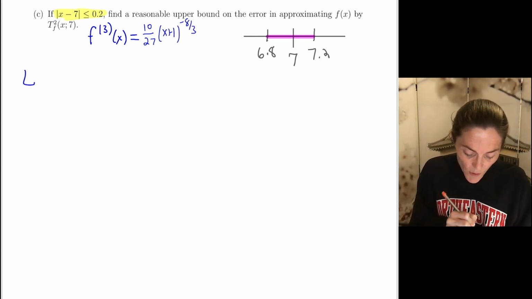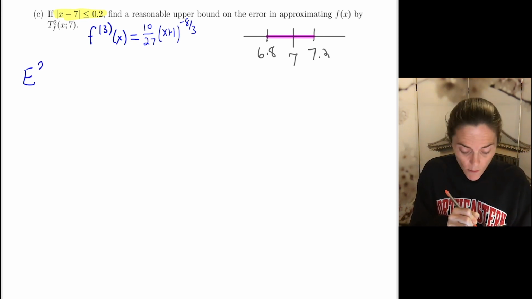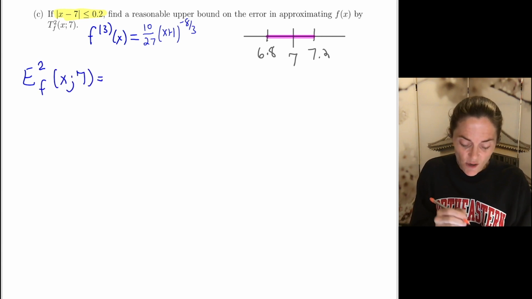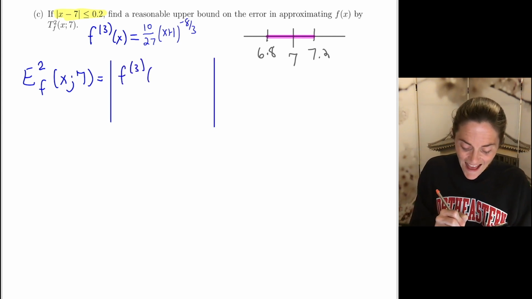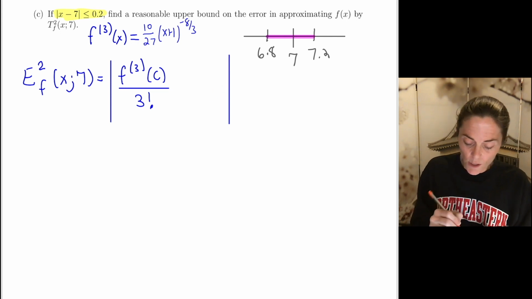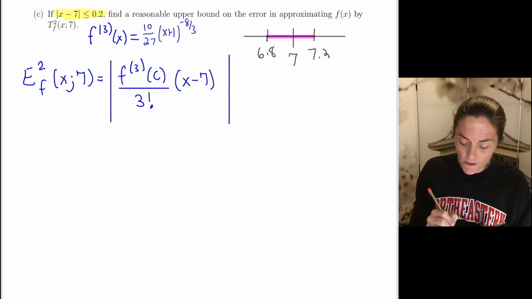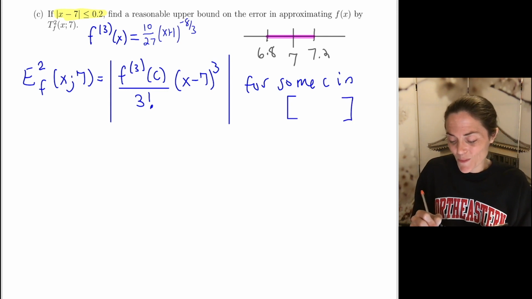Wonderful. Let's write out though what we want. This was a second order polynomial we calculated. Okay, general form. It looks like this. This would be the third derivative at some c over 3 factorial. And then we have x minus the center cubed. So x minus the center cubed. And this is for some c in this interval here from 6.8 to 7.2.